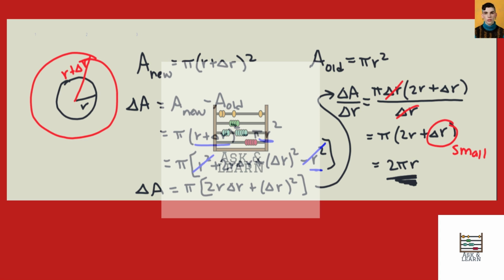So if you were interested in approximating a change in area for a very small delta r, you would just approximate it by finding the circumference.